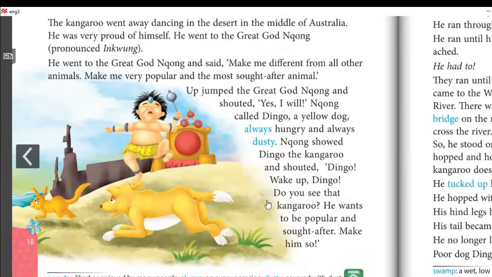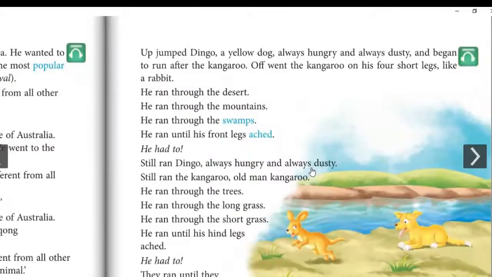Now the great god showed Dingo the kangaroo and shouted, Dingo, wake up, Dingo. The great god said, do you see the kangaroo? He wants to be popular and sought after. Make him so. Like that, he ordered his dog, Dingo. Now up jumped Dingo, the yellow dog, always hungry and always dusty. He began to run after the kangaroo. He was chasing the kangaroo.